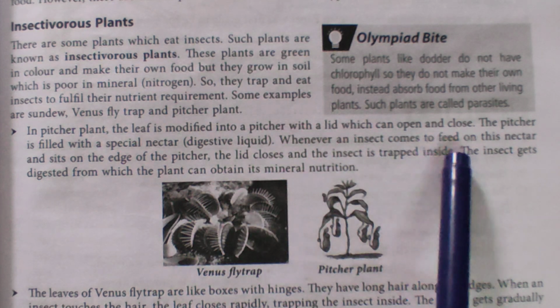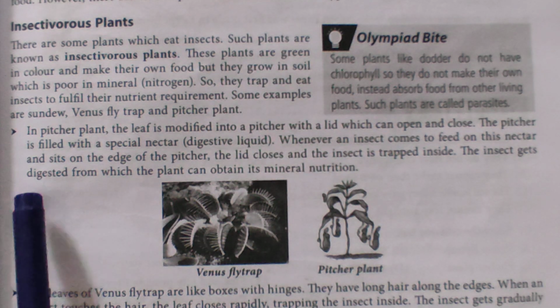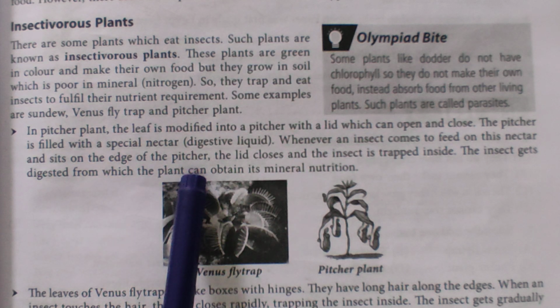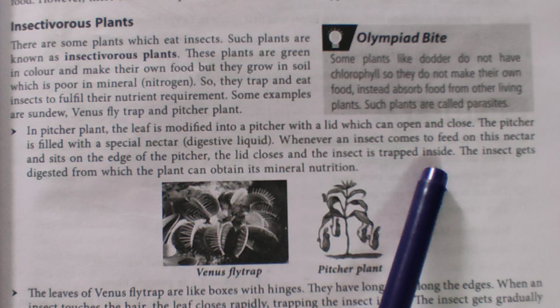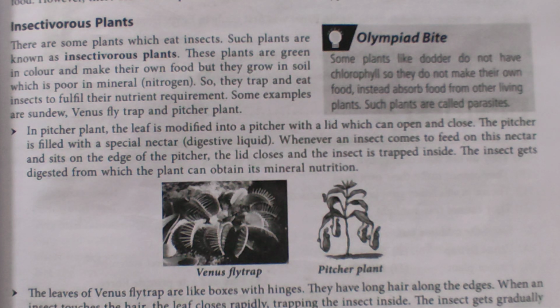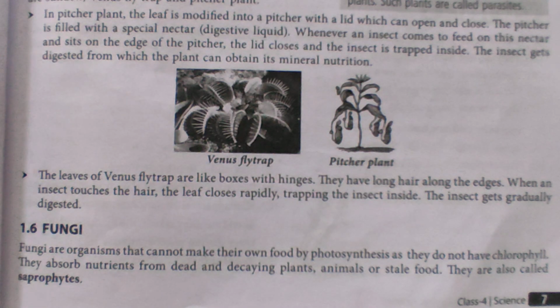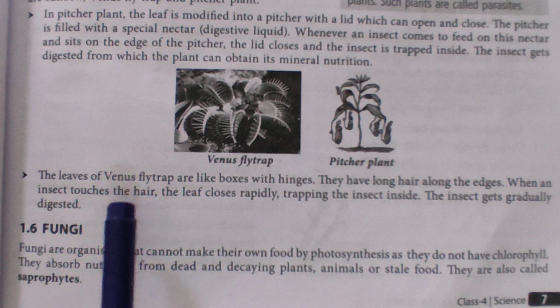Whenever an insect comes to feed on this nectar and sits on the edge of the pitcher, the lid closes and the insect is trapped inside. The insect gets digested, from which the plant can obtain its mineral nutrition. Got it?